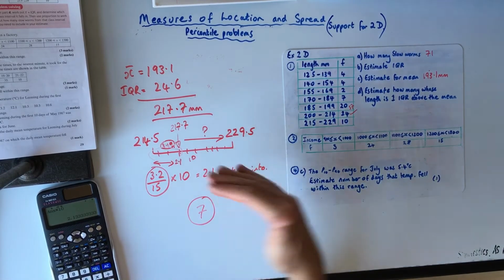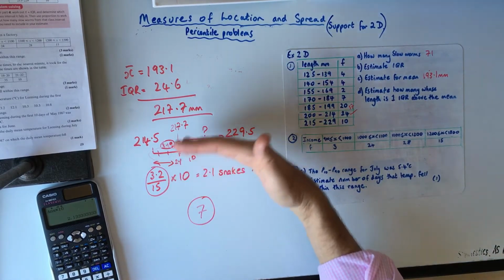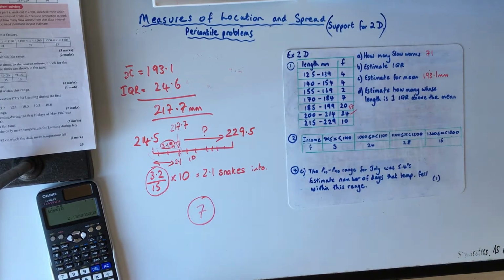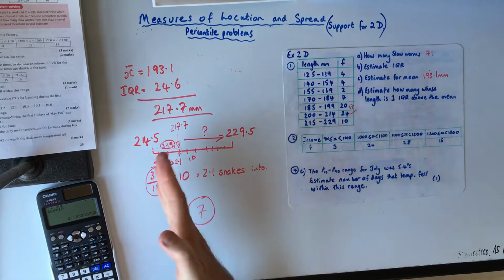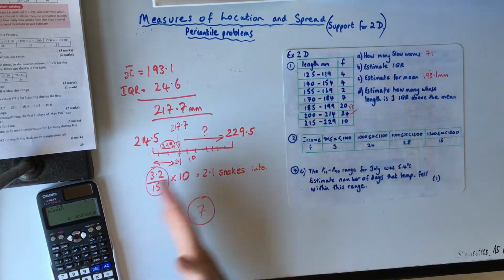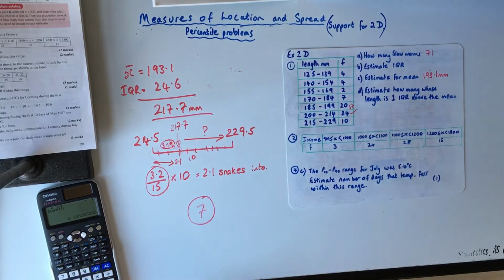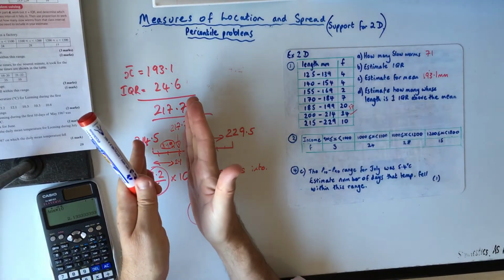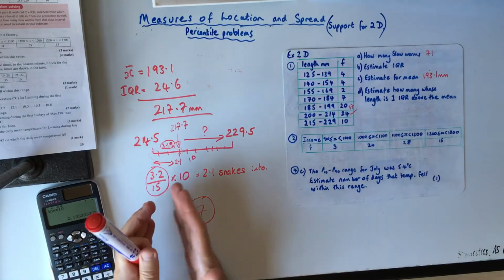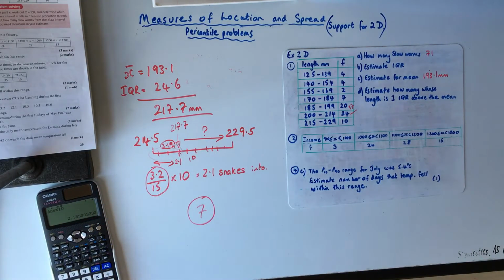But I don't think you'd lose a mark for that, as long as you understand the maths. Okay, so we found that position, we found how much it is in, so what fraction is that into that group, and then it's the same fraction of the 10 snakes that we've taken. So they've said 3, rounded up to 3 snakes, so 7 snakes are bigger than 217.7.